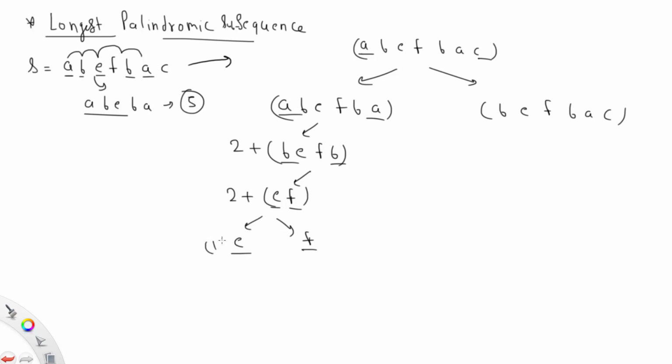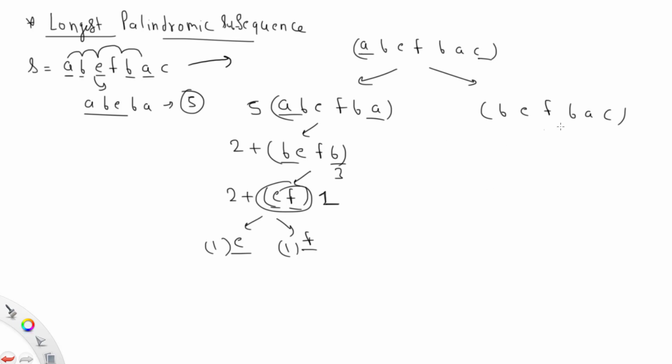It has also 1 and it has also 1. So what is maximum? Maximum is 1. So it will return 1, right? So overall this will return 3. If this is 3, then 3 plus 2 is 5. So this solution will have 5, right?